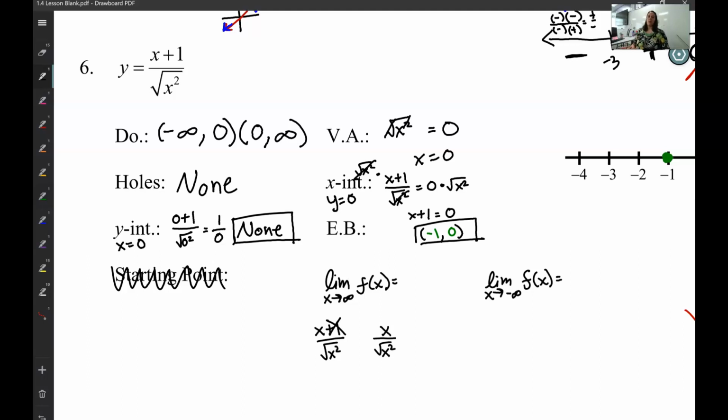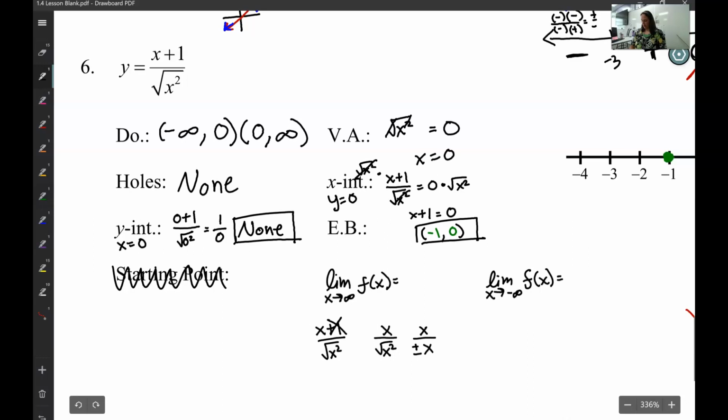Now, some of you might be wondering, Mrs. Johnson, why haven't you simplified this square root of x squared yet? They just cancel out. Well, here's why. Because if I'm looking as x goes to positive infinity, and as x goes to negative infinity, I need to be careful. Because this is going to simplify to x over plus or minus x. It will depend. Because I have that square root, I have that plus or minus in here.